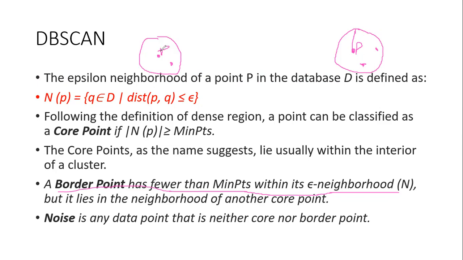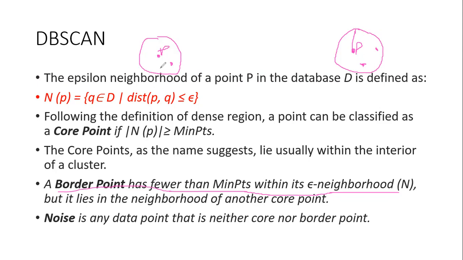So it's a border point. If the minimum requirement is satisfied for a point P, it's called a core point. Core point means something that is definitely part of my cluster. Border point could be not. ठीक है, वो देखते हैं उसका क्या तर्जी बनती है.